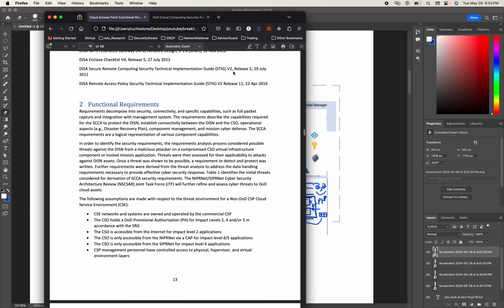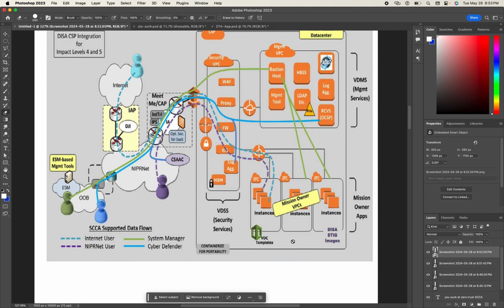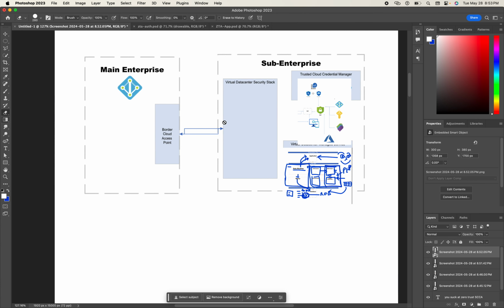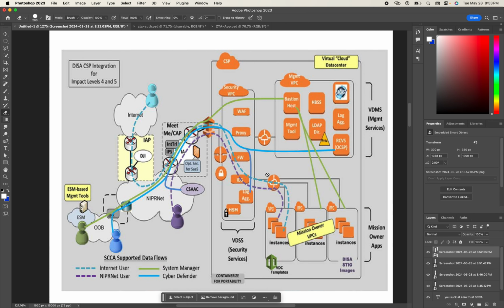So from here, we have the full architecture for zero trust in our sub enterprise. That's it. Go over all these documents you got to read and just put it together. Understand it. That's it.